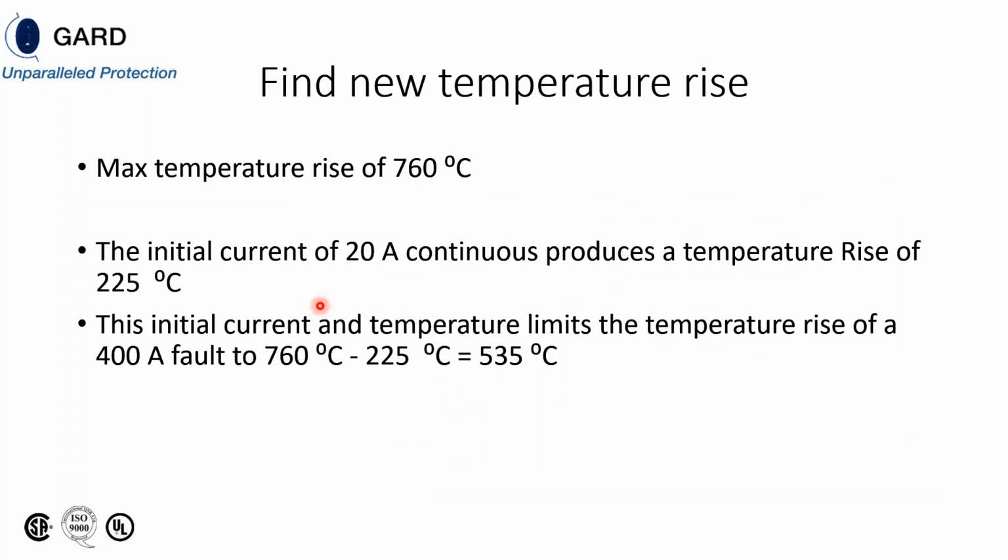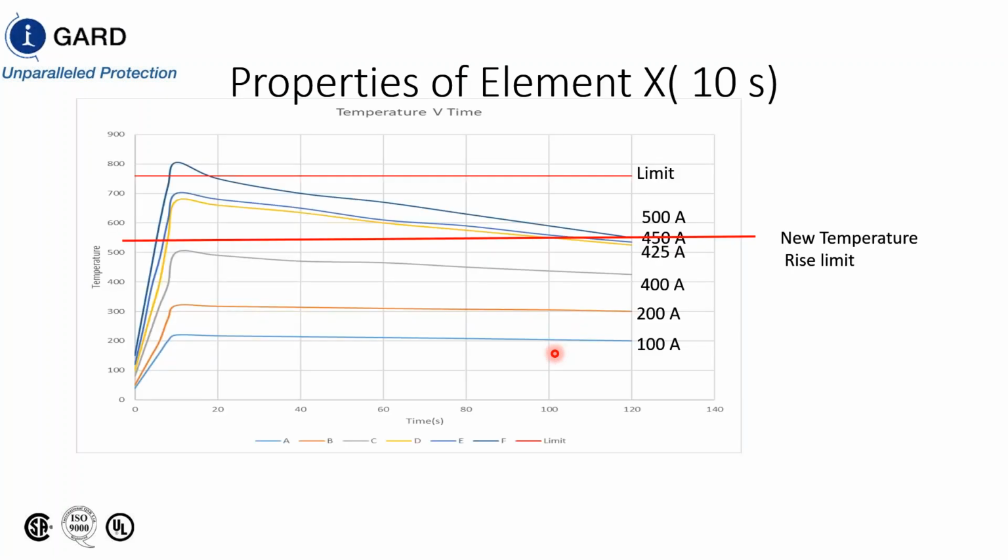Now we have to apply the maximum temperature rise of 760. The initial current of 20 amps produces a temperature rise of 225 degrees C. The initial current and the temperature limits give us 535 degrees C temperature rise for the 400 amp 10 seconds. Now we're going to pass... 760 degrees C. Our new temperature rise limit is going to be 565 degrees C.